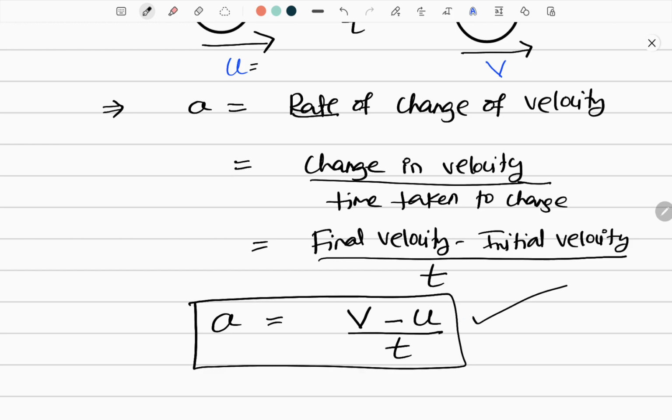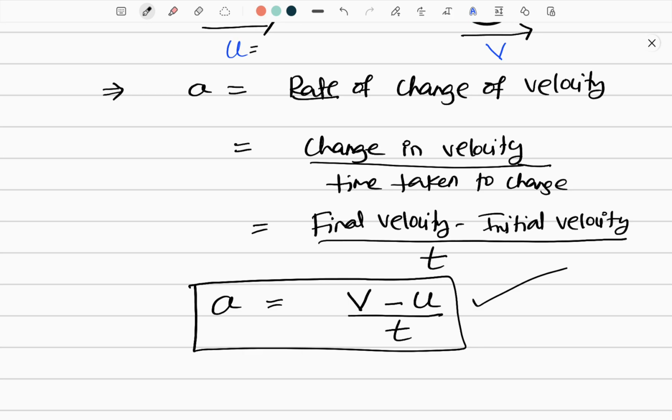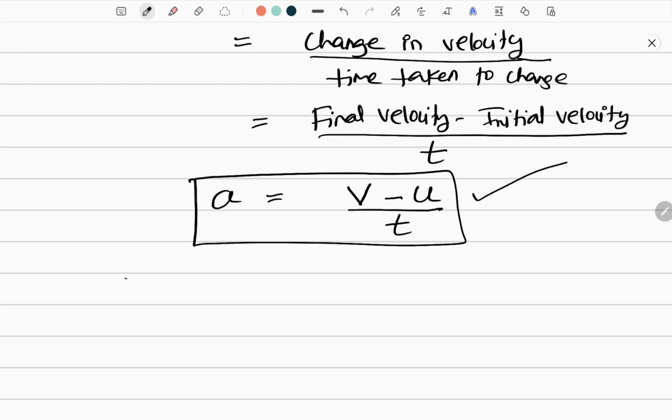Very famous formula. I hope you know this formula, but regarding its unit, the unit of acceleration is meter per second square. Let us discuss that. The unit of acceleration, what is this?